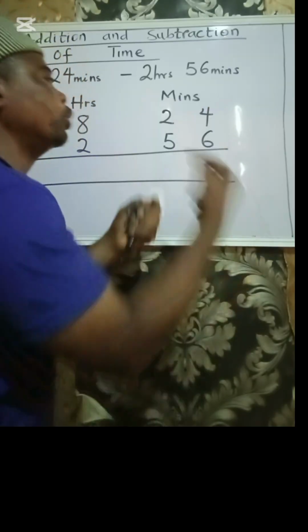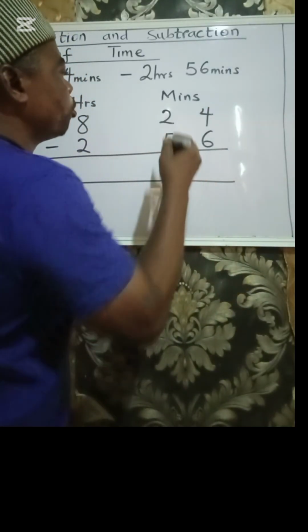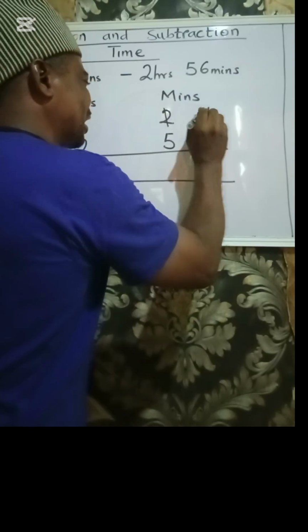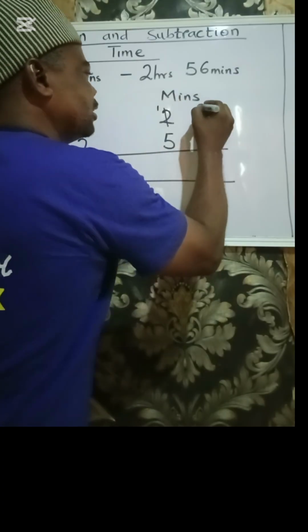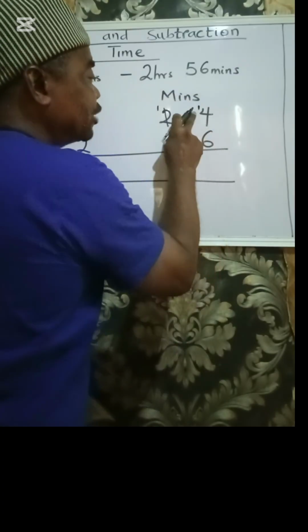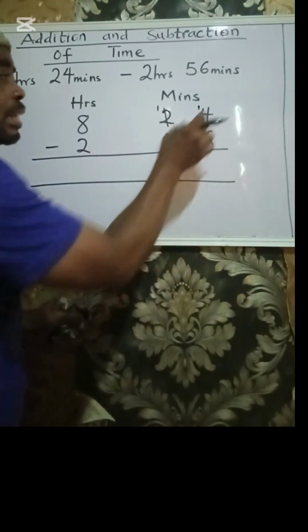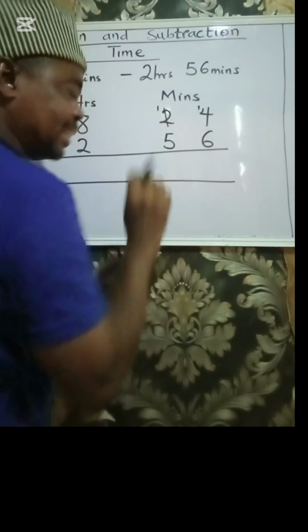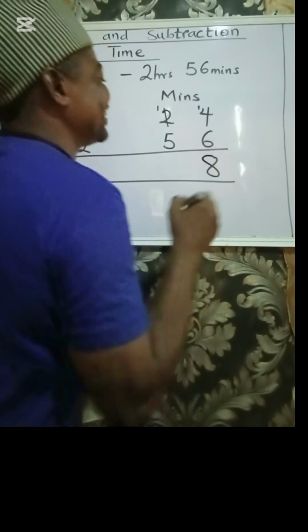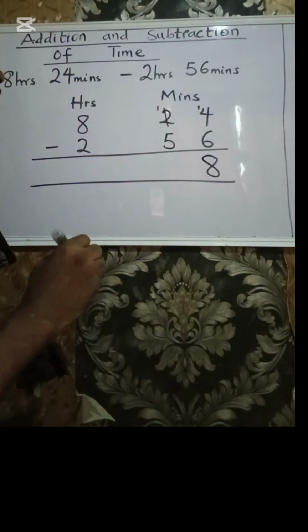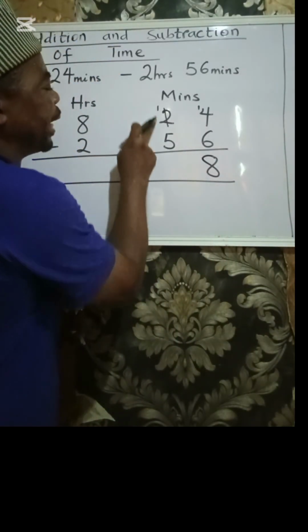I trust you know that you cannot count 4 and take away 6. 6 is bigger than 4, so you will need to borrow 1 from 2. So borrow 1 from these 2, it is normal. 1 comes there and this 2 becomes 1 here. So this is just 14. Now 14 minus 6 is 8.